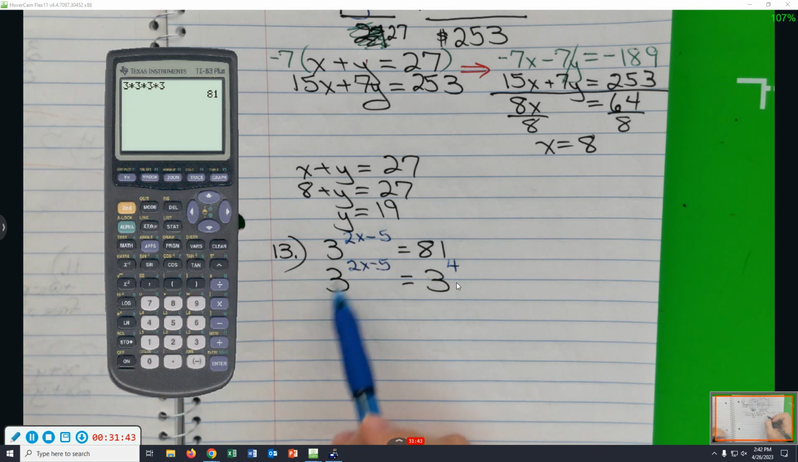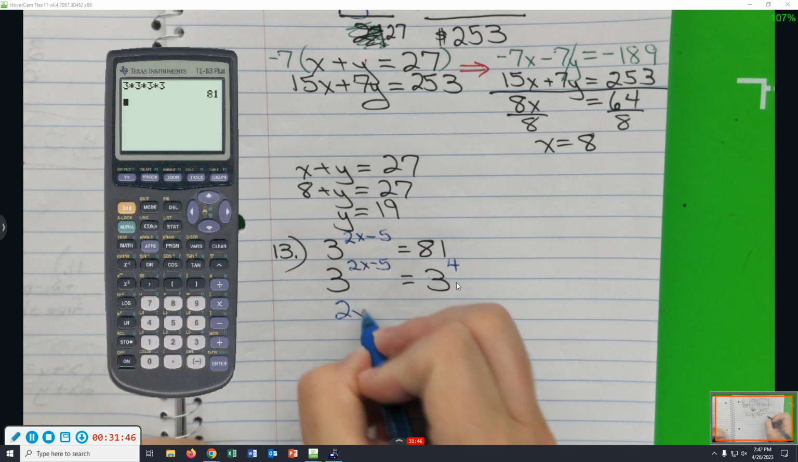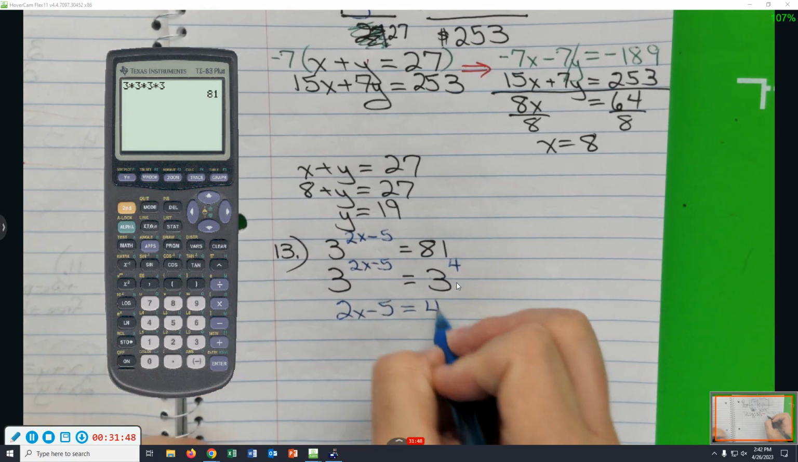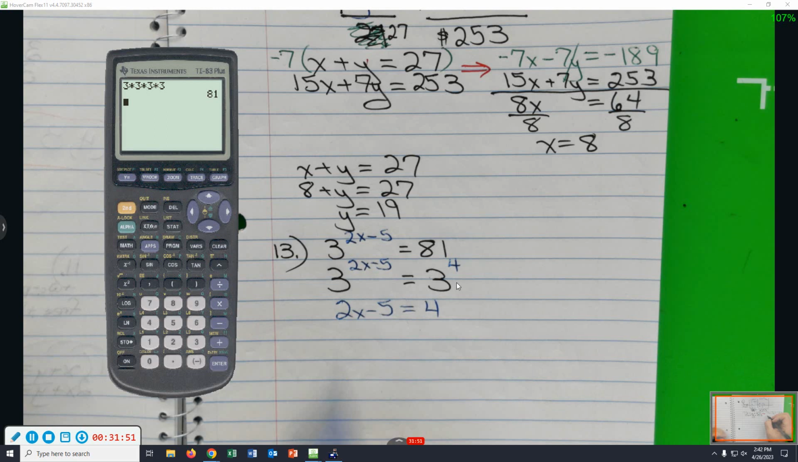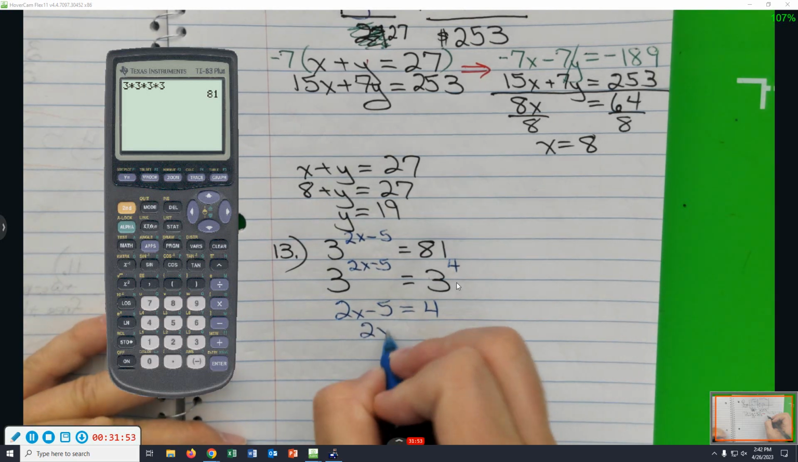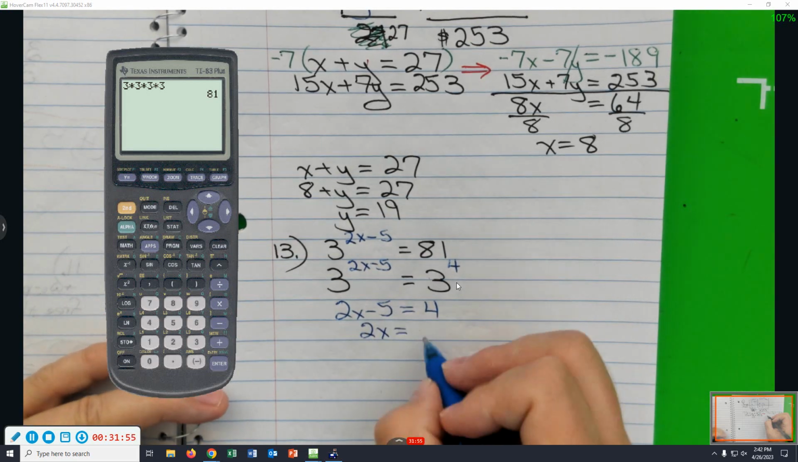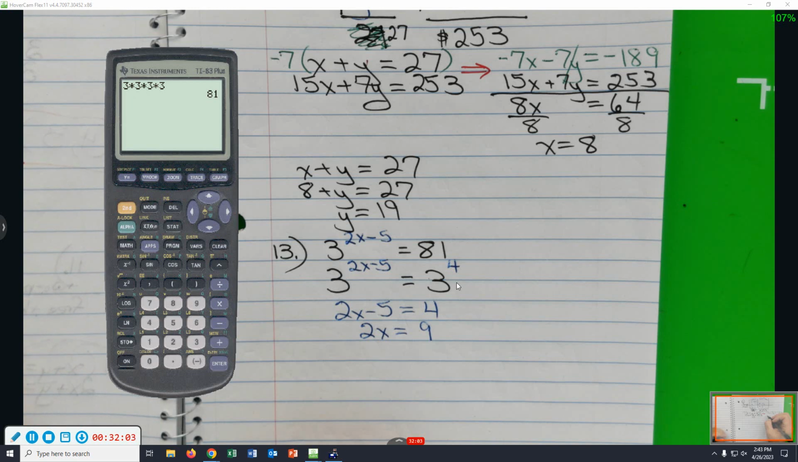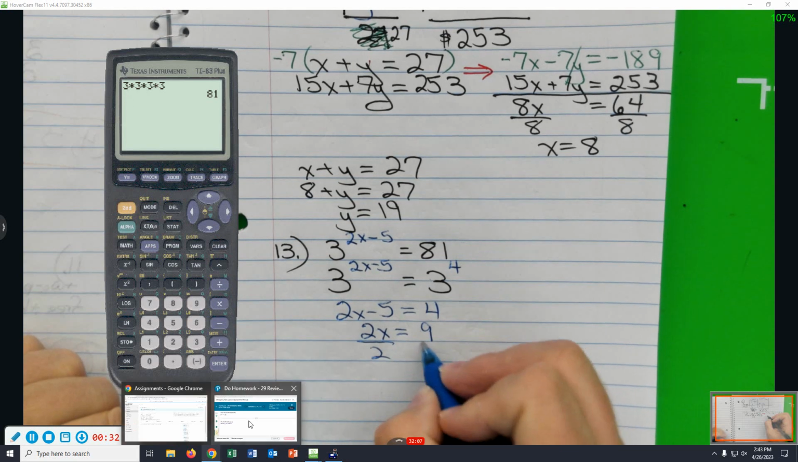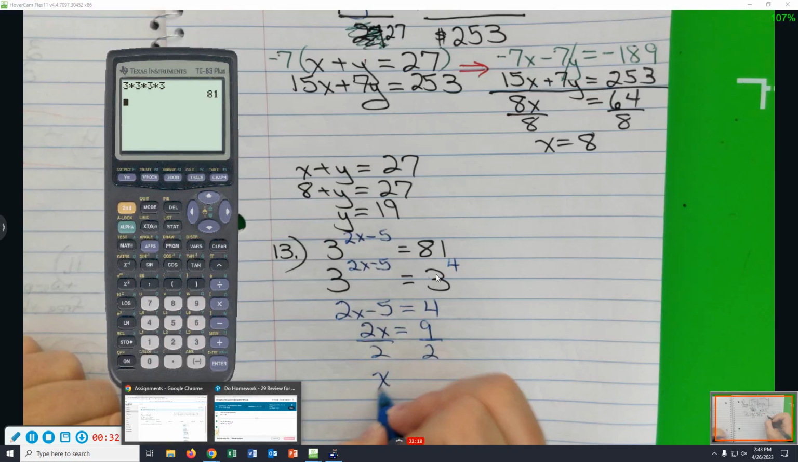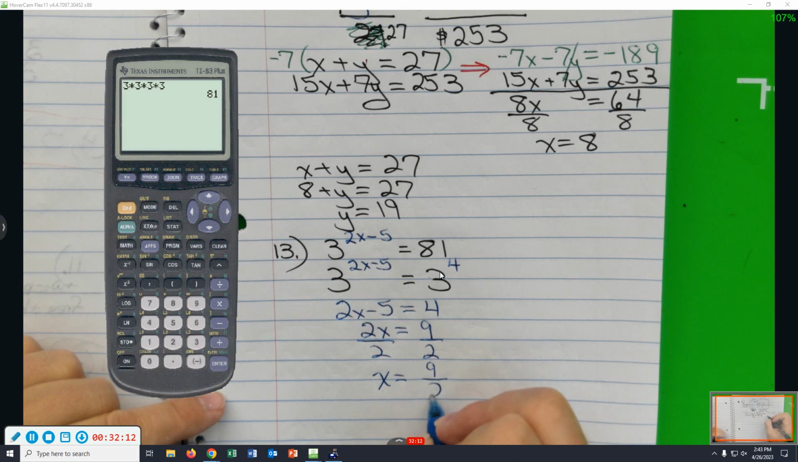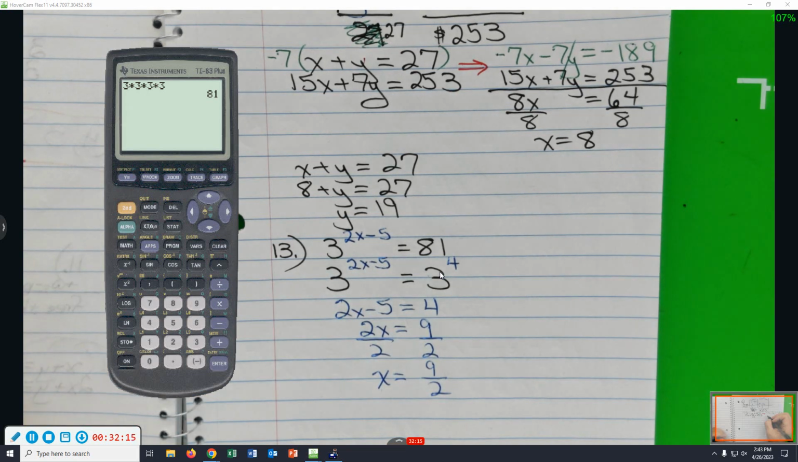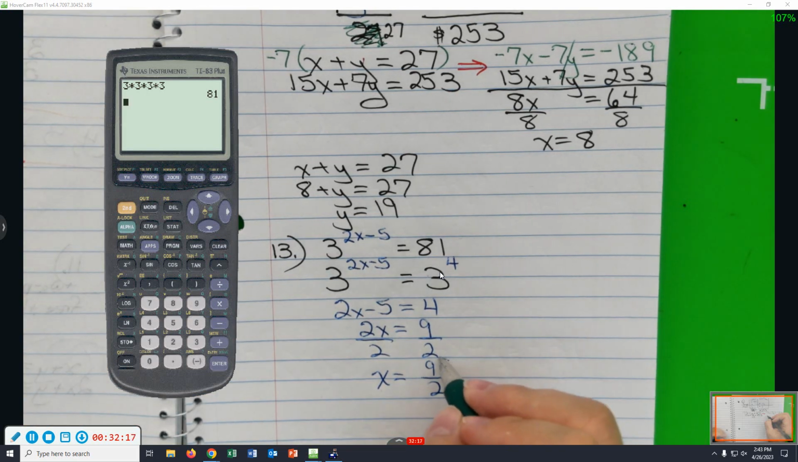Okay, drop the bases, set the exponents equal. That's right. I'm waiting for y'all to tell me what bases do. Bases are equal, so the exponents have to be. 2x minus 5 equals 4. So 2x equals 4 plus 5, which gives 9. You said 15? Oh, I wrote down 15. It's a 5, definitely. So x equals 9 over 2.